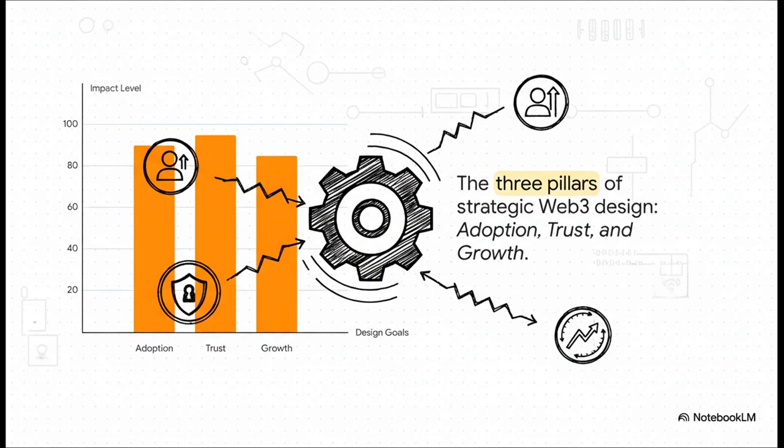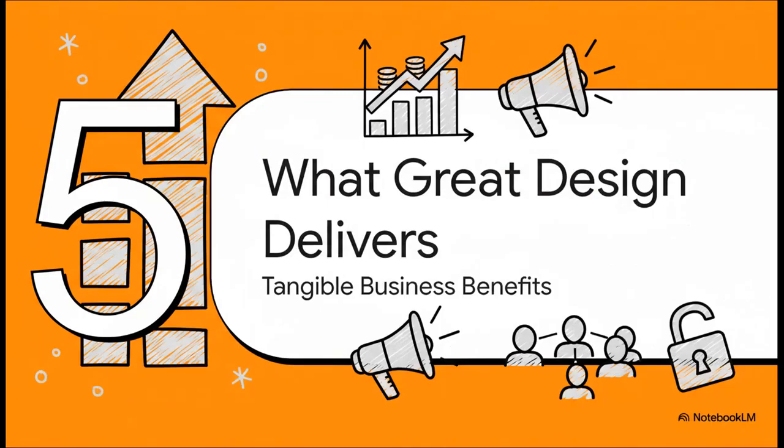So it all really comes down to these 3 pillars. The whole point of this design strategy is to drive user adoption by making things easy, to build rock-solid user trust by making them feel safe, and by doing those 2 things, you fuel real, sustainable growth. They're all connected, and great design is the engine that powers all of them. Okay, so let's get really specific. What do you actually get when you successfully bridge that usability gap? What are the tangible benefits for a product or a business?